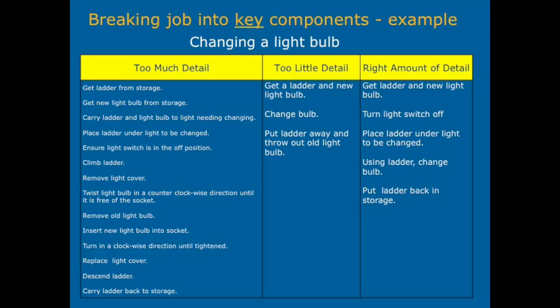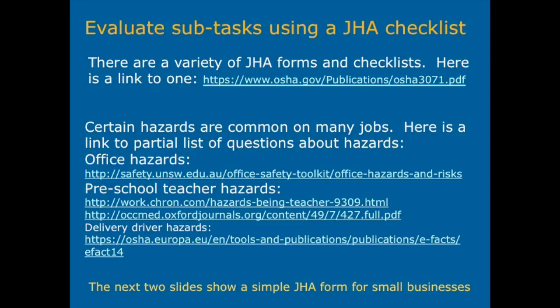All right. This next slide, titled Breaking Job into Key Components, Changing a Light Bulb. Now, it gives 3 examples. One has entirely too much detail. Well, too little detail, they say, get a ladder and a new light bulb, change the bulb. Okay, then the right amount of detail suggests get a ladder and a new light bulb, and then that's it. You don't have to say that you're carrying it to the new place, because that's kind of obvious.